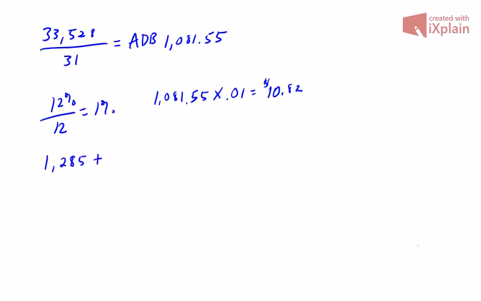Okay, add your interest of $10.82, and then this is the amount of the ending balance for the month of October. So that's $1,295.82. Okay, that's the answer that you were actually looking for.